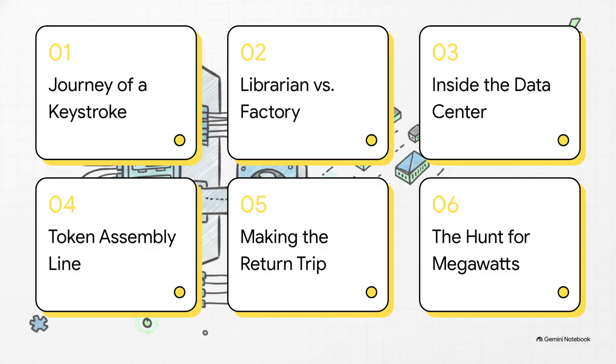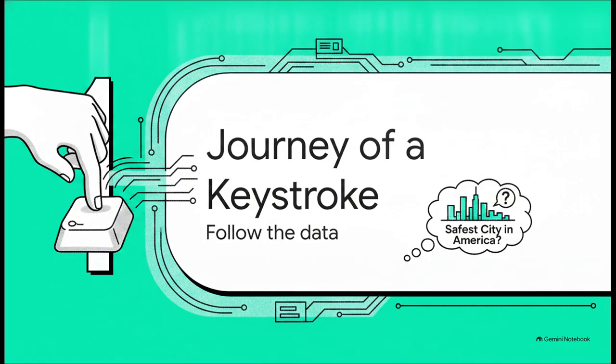So, here is our syllabus for today's Data Center 101 tour. We'll be covering the journey of a keystroke, the librarian versus the factory, inside the data center, the token assembly line, making the return trip, and we'll wrap up with the hunt for megawatts. All right, let's jump right into part 1, the journey of a keystroke.